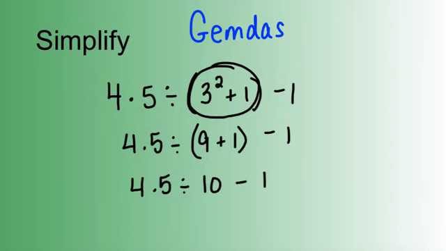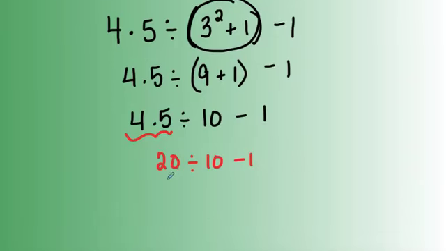Now I have to do the multiplication and division, whichever comes first, and it looks like multiplication comes first. So 4 times 5 gives me 20, divided by 10. So 20 divided by 10 gives me 2, and 2 minus 1 gives me 1.